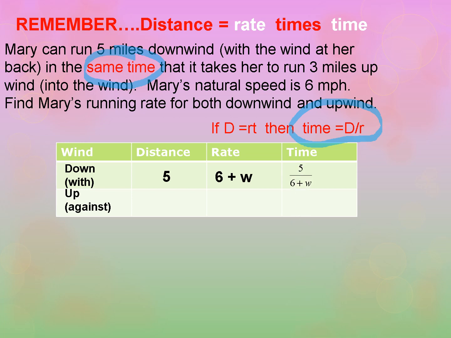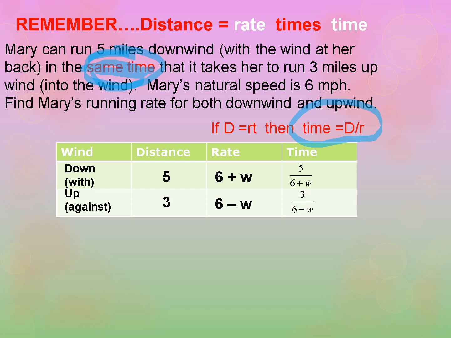Now, upwind. Upwind, she can only run 3 miles. But the wind is slowing her down. So it's going to slow down her natural speed. So that indicates subtraction. So it's her natural speed minus the wind because it's slowing her down. Now to find her time, we do the same thing. 3 over 6 minus W, distance divided by rate.